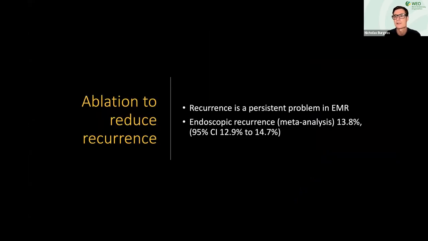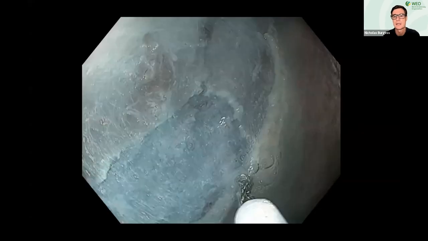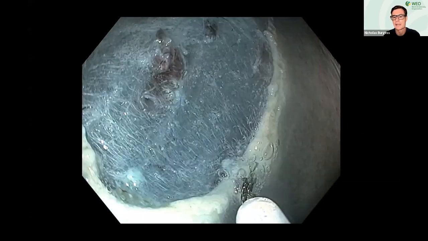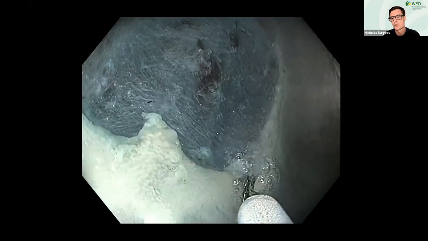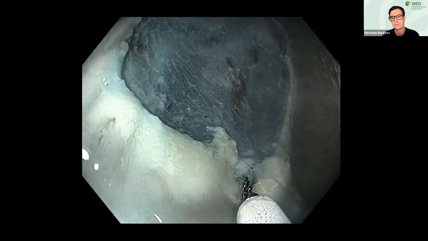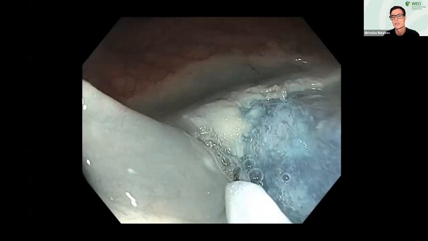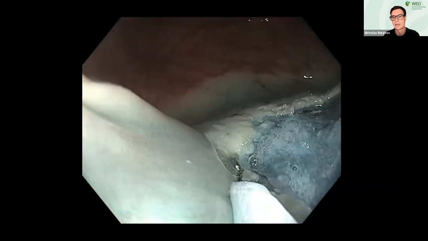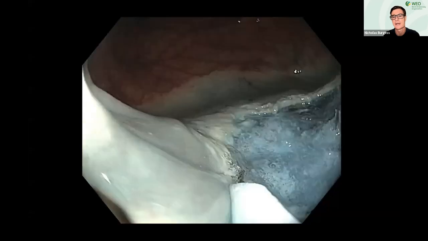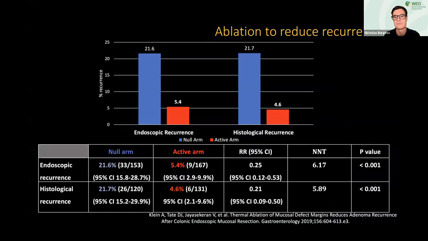Ablation to reduce recurrence is now something that should be a standard. Snare tip soft coagulation using Effect 4 and 80 watts soft coagulation. You can basically coagulate the margins very easily with very few adverse events.